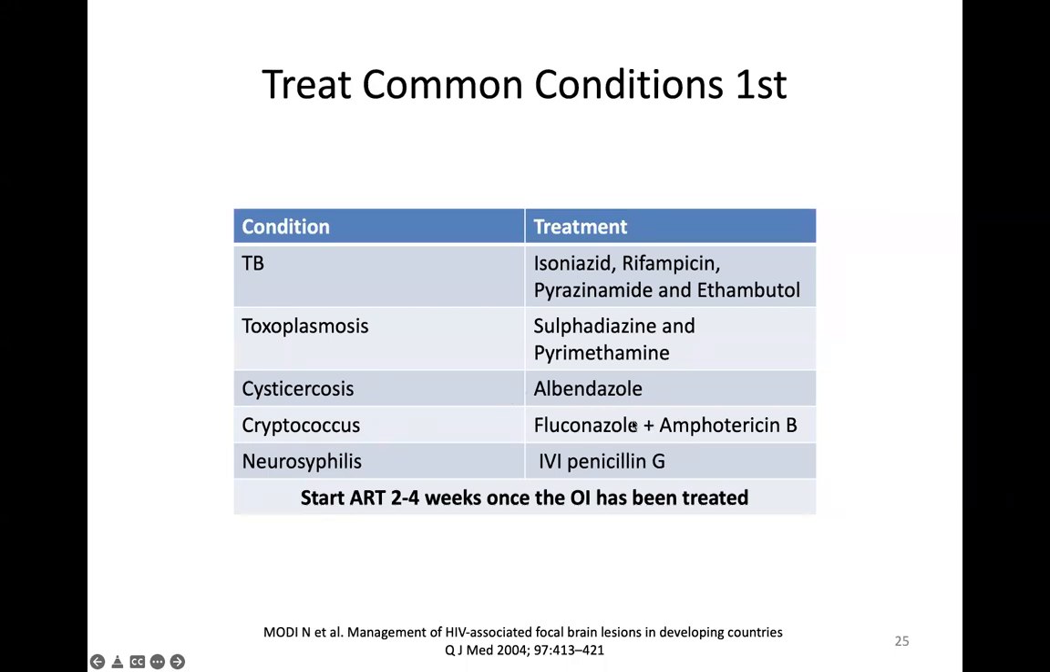Cryptococcus, remember, dual prophylaxis, but you can also use 5-flucytosine instead of fluconazole, and patients can recover quickly. You can actually treat them just over 7 days rather than 2 weeks if you can replace fluconazole with 5-FC. And then if it's neurosyphilis, penicillin still works. And then remember, only start ARVs once that opportunistic infection has been treated.